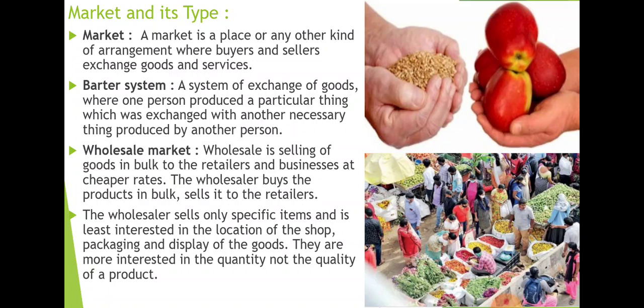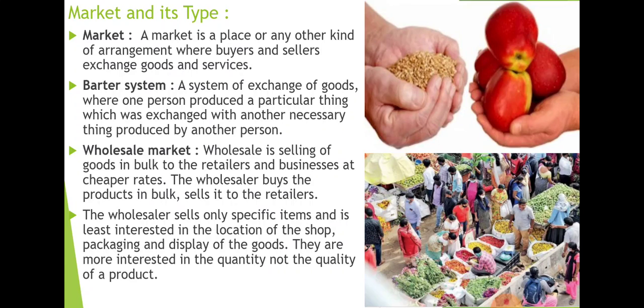The barter system prevailed many years ago, in ancient times, when people were hunters and gatherers and led a nomadic life. When they started residing at a place, they started a settled life. Then they started farming.